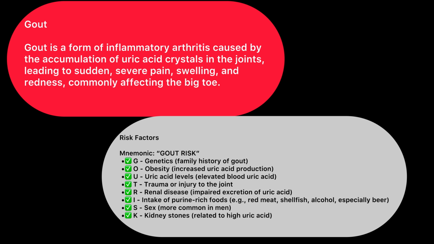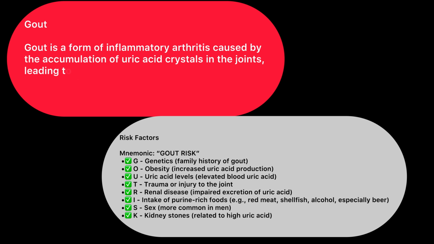Let's go on to another topic, that is gout. It is a form of inflammatory arthritis caused by the accumulation of uric acid crystals in the joints, leading to sudden severe pain, swelling and redness, commonly affecting the big toe. And the risk factors are genetics, family history, obesity, high uric acid level, trauma or injury to the joint, renal disease, intake of purine-rich foods, sex, more common in men, and kidney stones related to high uric acid.